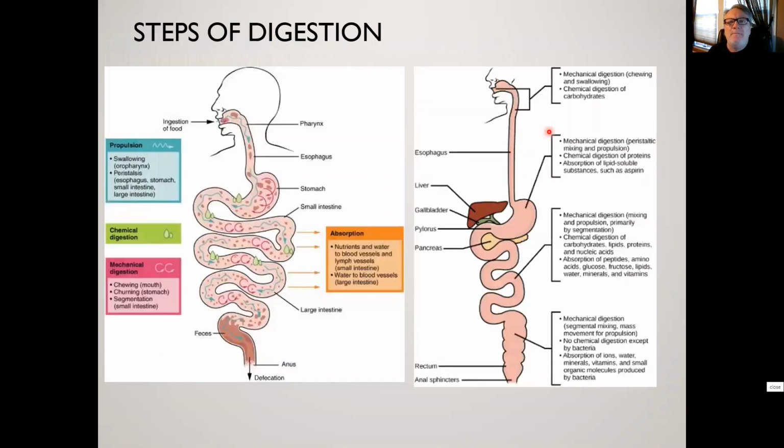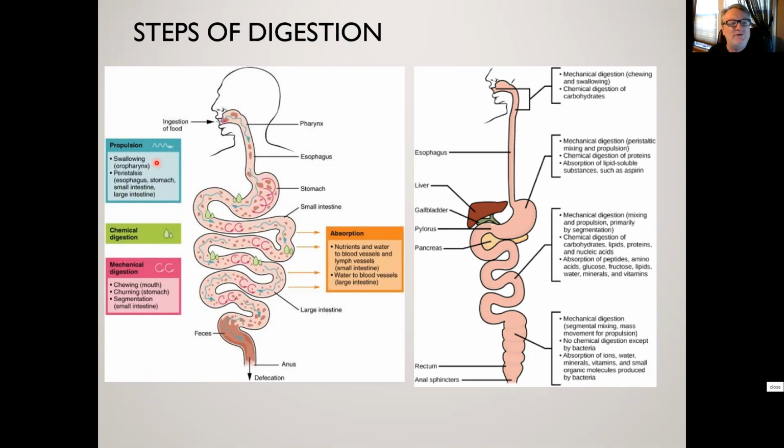And the steps of digestion, well, we can also refer to the videos we've already done, talking about the different steps along the way of the human digestive system from the pharynx, esophagus, stomach, small intestine. These figures from your textbook show a couple of important summaries.